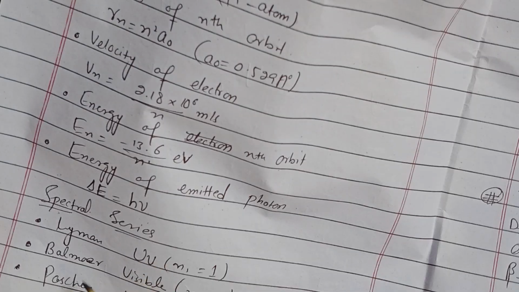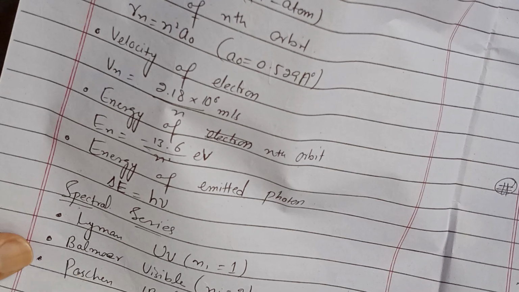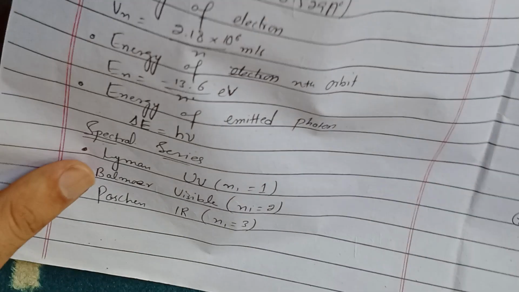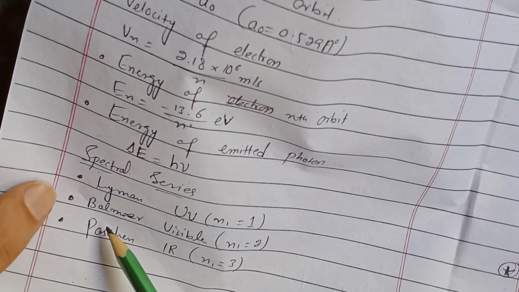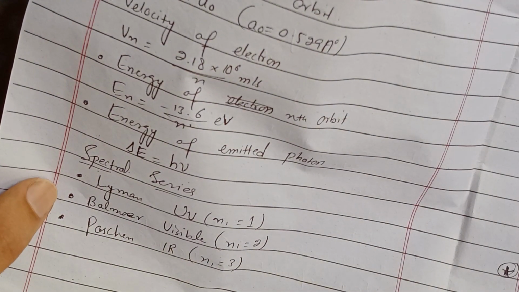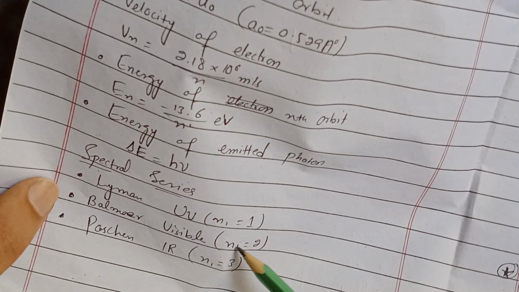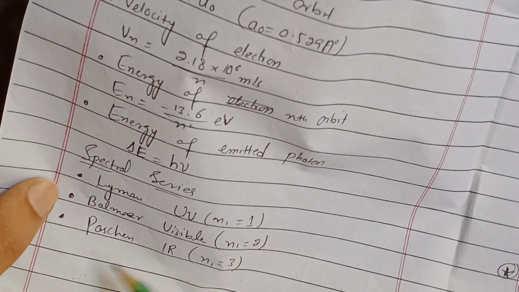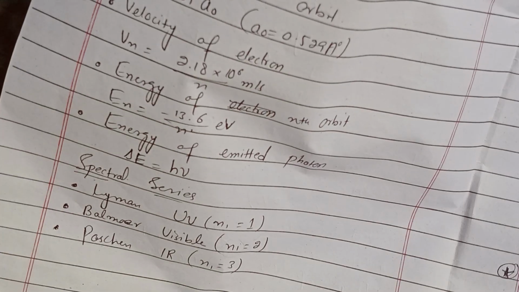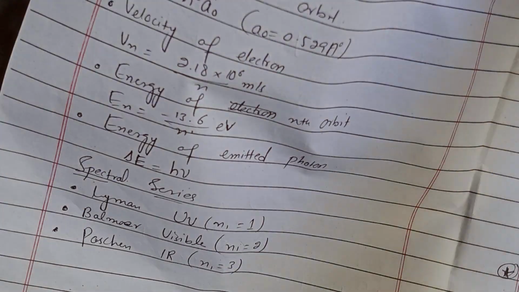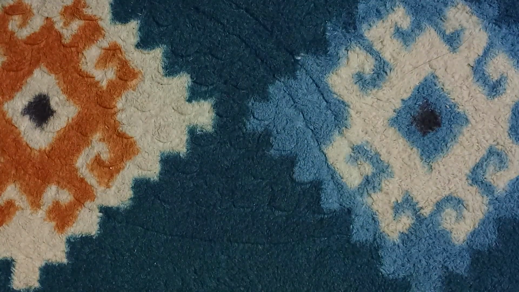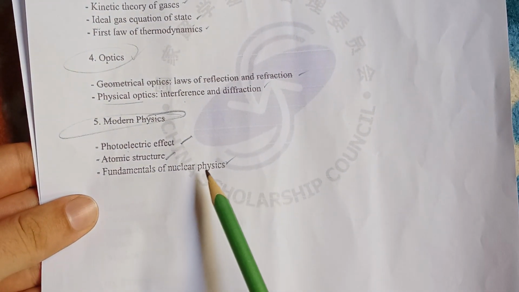Now spectral series. What is a spectral series? For the Lyman series, it lies in the ultraviolet region, and for it the n1 value is 1. The Balmer series lies in the visible region, and for this the n1 value is 2. And the Paschen series lies in the infrared region, and for this the n1 value is 3. Okay, now we will cover the next subtopic, fundamentals of nuclear physics.